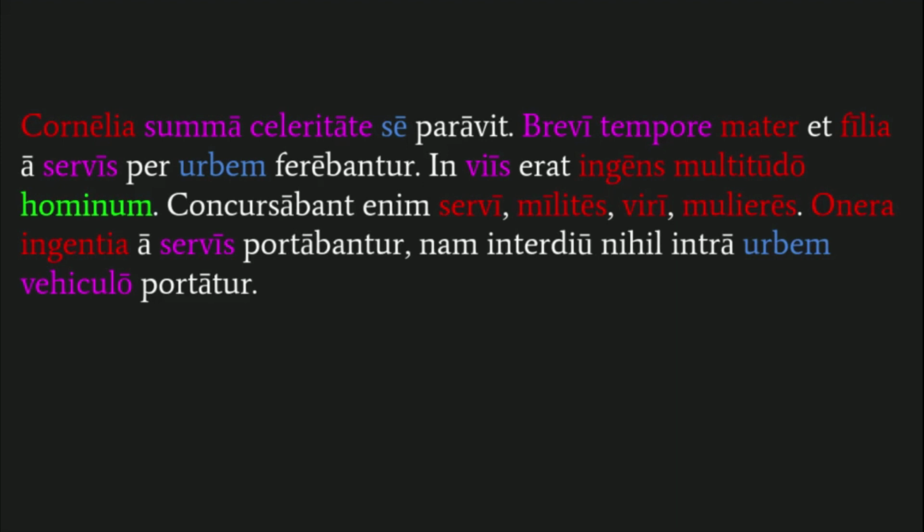So concursabant means they were running back and forth, right? We need a subject, though. Who was running back and forth? And enim here means for. You could translate it as because. It's explaining why there's a huge crowd.